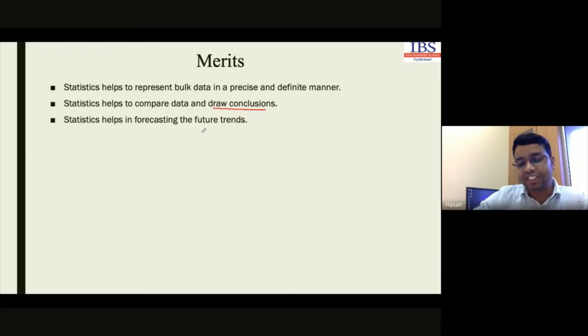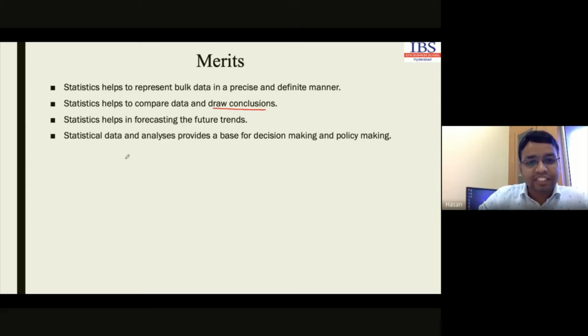Next one is statistics helps in forecasting future trends. If we have proper, precise or accurate data, then we can easily decide the trend. For example, in time series data we have data for different years, 2012 something, 2013 something, 14 something. If we have data up to 2020, then based on it we can decide the trend and the future. After 2021 and after 2022, what will be the result? We can decide this tentative result.